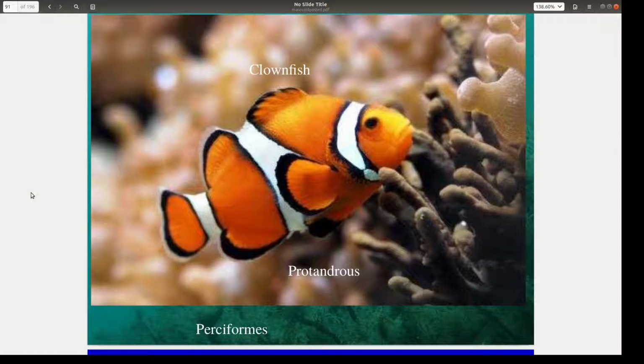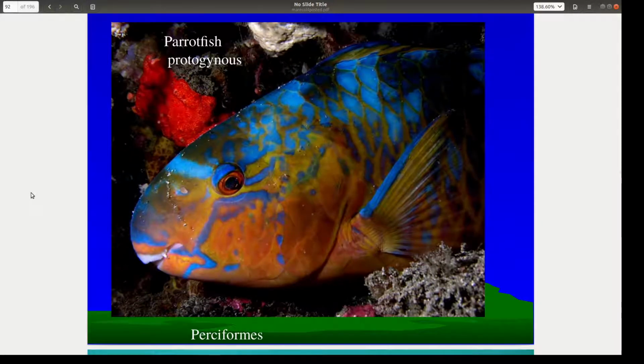Clownfish are protandrous. They start out as male, and as they get bigger, they become female. Not simultaneous, but sequential hermaphrodites. Parrotfish, just the reverse. They start out female when they're smaller and become male as they get larger.